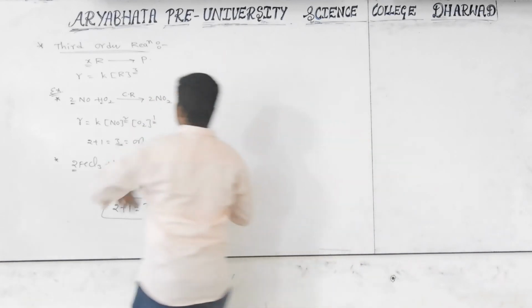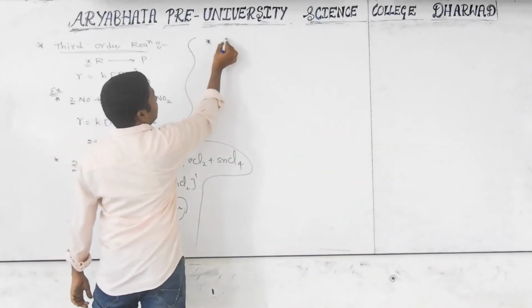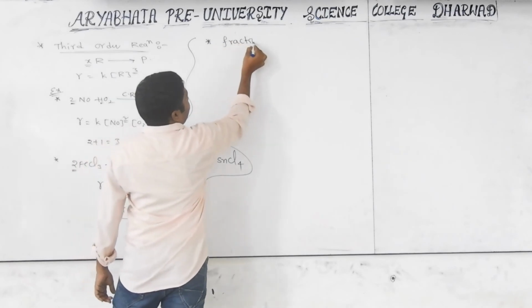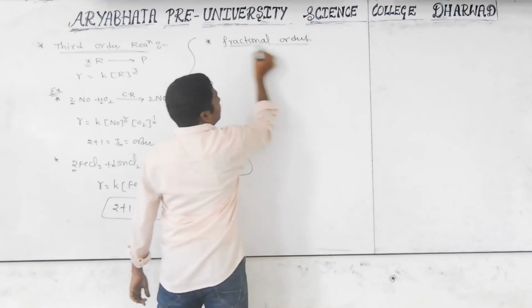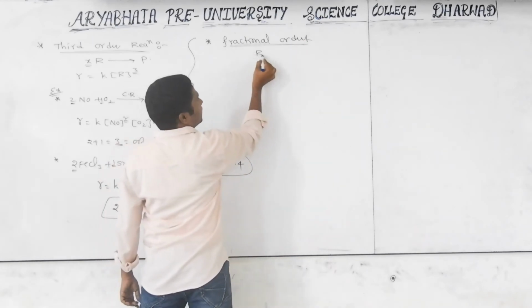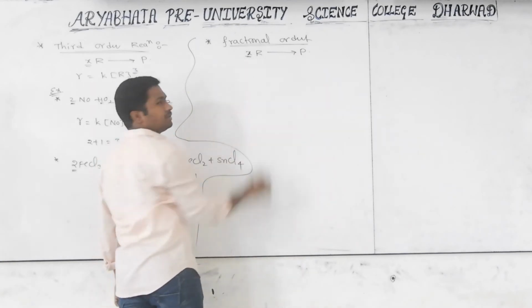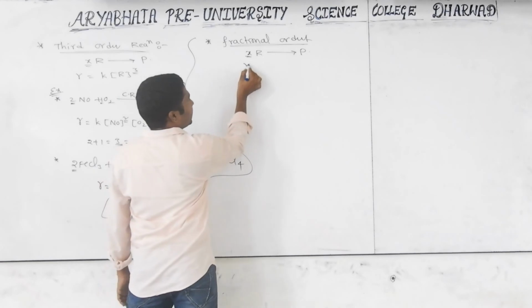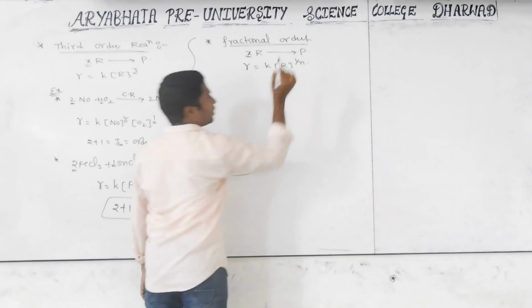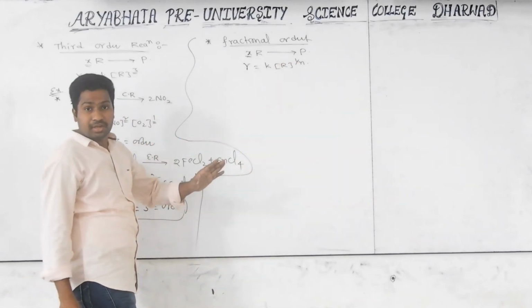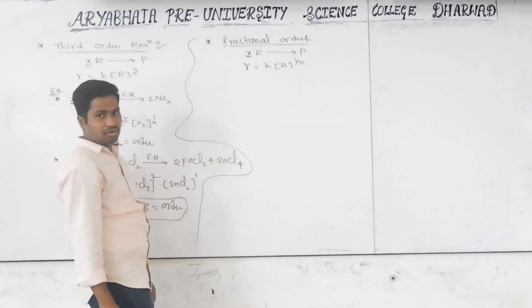Order may be 1, 2, 3, 4 like that. Now I am giving an example for fractional order. Fractional order means what? You have a chemical reaction, reactants are converting into products. Whatever the coefficient is, it doesn't matter. But after writing the rate law, R equals K into the concentration of reactant power 1 by n. Fractional values are coming, 1 by 2, 1 by 3, 1 by 4 like that. That is what we call fractional order of the reaction.